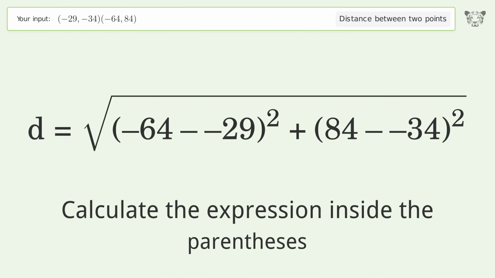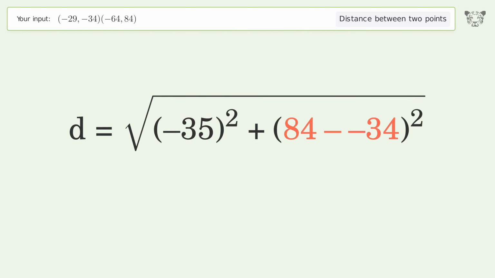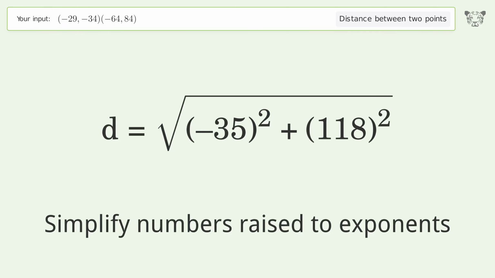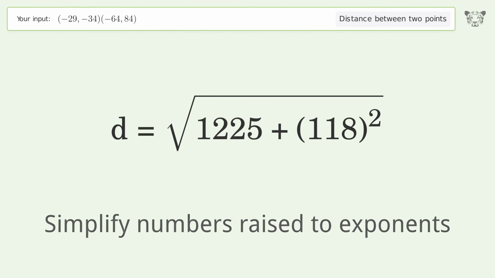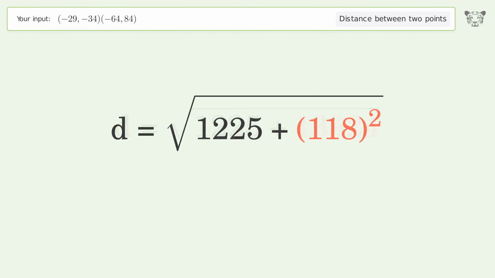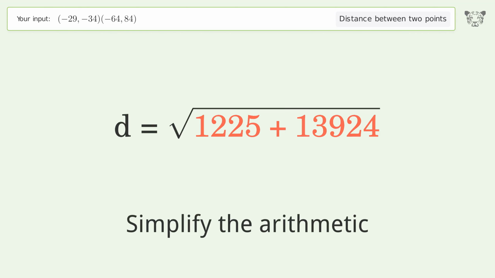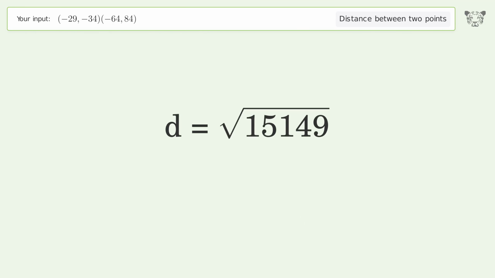Calculate the expression inside the parentheses. Simplify numbers raised to exponents. Simplify the arithmetic. And so the distance between the 2 points is the square root of 15,149 or 123.081.